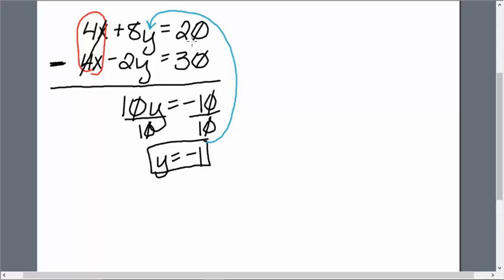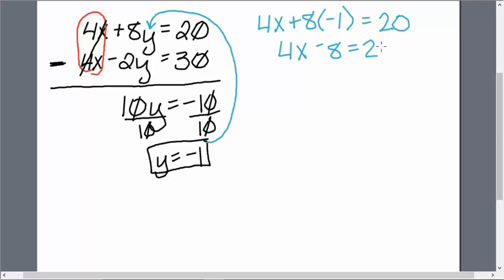So I'm going to write this out the same way it is. I've got 4x plus 8y, but I know what y is. I know that y is negative 1. So I'm going to stick that in parentheses. And to finish it off, this equals 20. So I'm going to go ahead and simplify this. This parentheses thing, we're going to go ahead and distribute that. So I've got 4x positive 8 times negative 1. That's negative 8 equals 20.